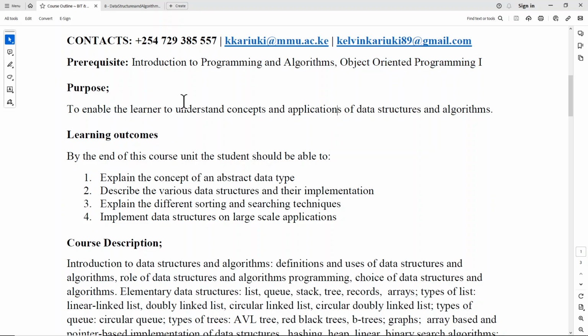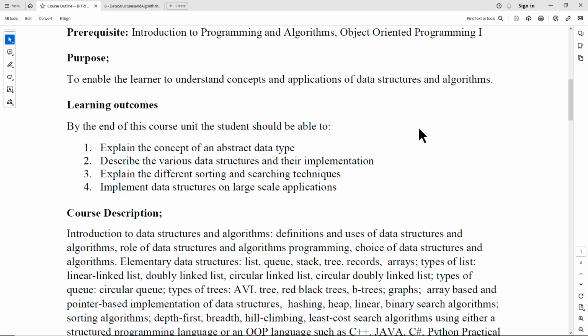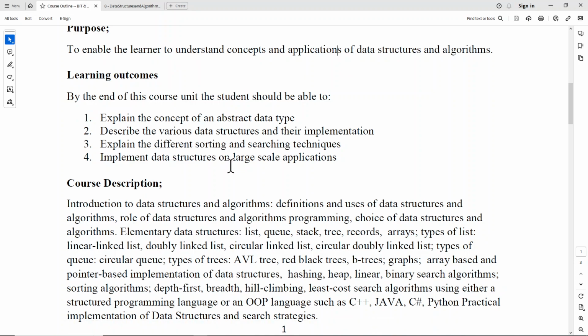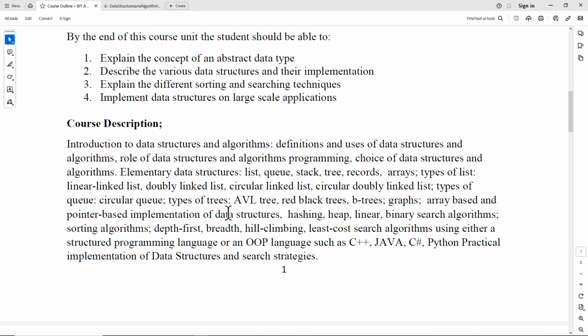Now, this particular course was designed to make you understand the concepts and applications of data structures and algorithms, and particularly to be able to use it to solve real-world problems. By the end of this course, you should be able to explain the concept of what an abstract data type is. You should also be able to describe the various data structures and their implementation. Also to explain the different sorting and searching techniques or algorithms, and also to implement these data structures on large-scale applications.